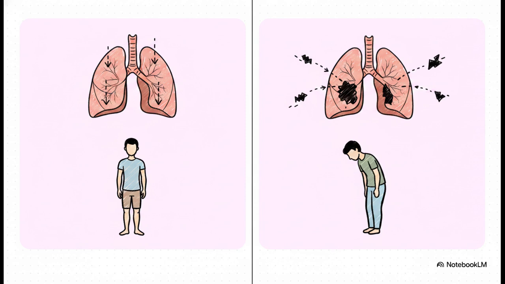But if the vignette mentions a bronchial obstruction, like a tumor or a foreign body, or if the patient is immunosuppressed from HIV or a transplant, or if there are septic emboli, you need to immediately pivot your differential to a secondary abscess. That underlying condition literally changes everything about how the patient presents and how you treat them.